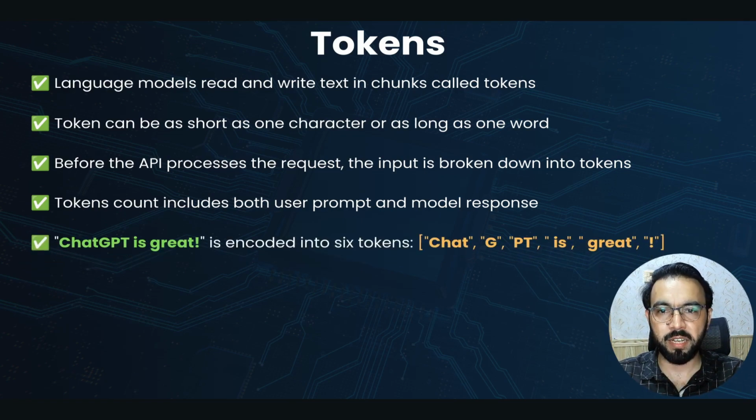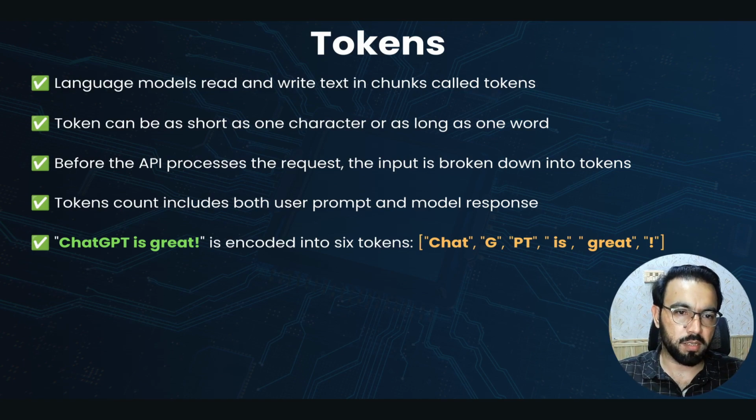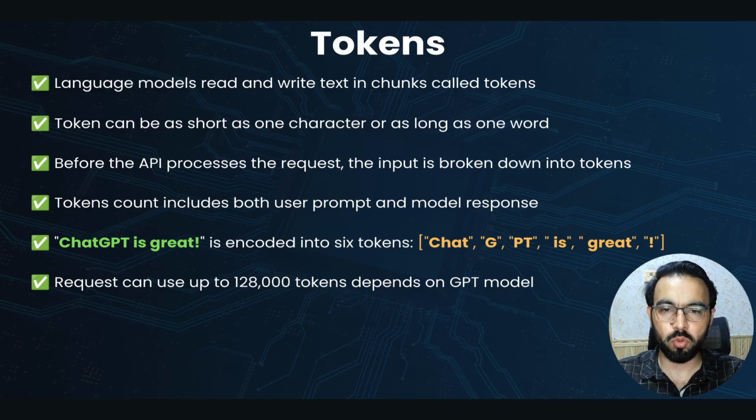This is an example of text to tokens. ChatGPT is great! is encoded into 6 tokens. Chat is one token, G is another token, PT is another token, space and is another token, then space is grade is another token, and the exclamation sign is another token. It's not like every word is one token or every space is one token. So there is an algorithm behind this text to tokens conversion. A request can use up to 128,000 tokens, depending on the GPT model. We'll discuss later which model has a limit of how many tokens.